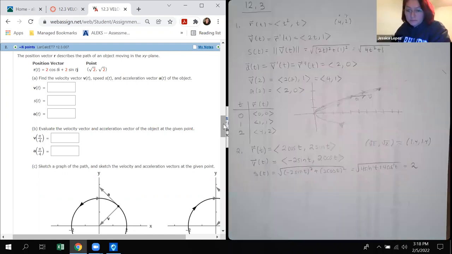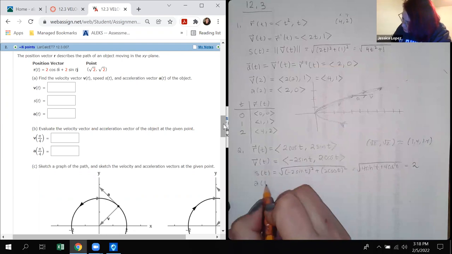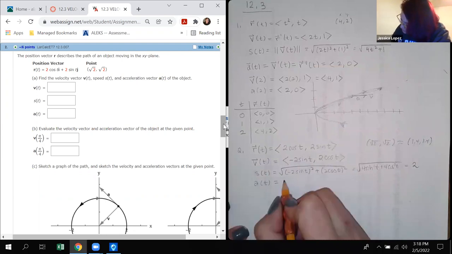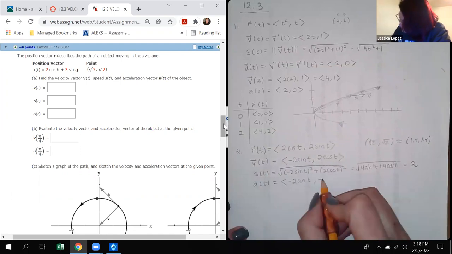Okay. Now, A of T is the derivative of the velocity. So the derivative of sine is cosine. Derivative of cosine is negative sine.